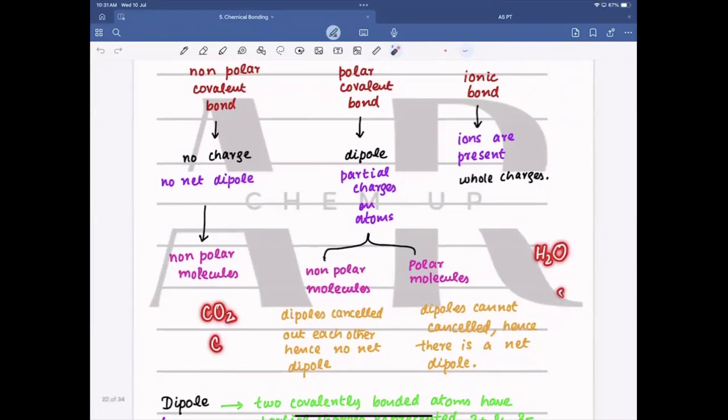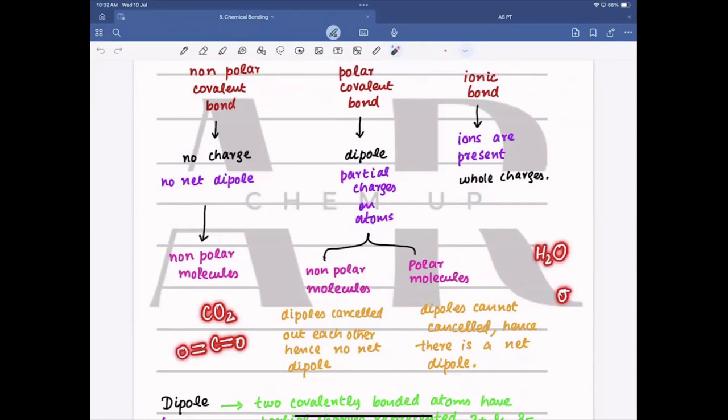Lone pairs are... How many electrons does carbon have? 4. So it needs 4 more, right? Yes, sir. How many electrons does oxygen have in its valence shell? 6. So it needs 2 more. So carbon makes a double bond over here and a double bond over here. Does carbon have a lone pair? No, it does not. Oxygen has a lone pair.